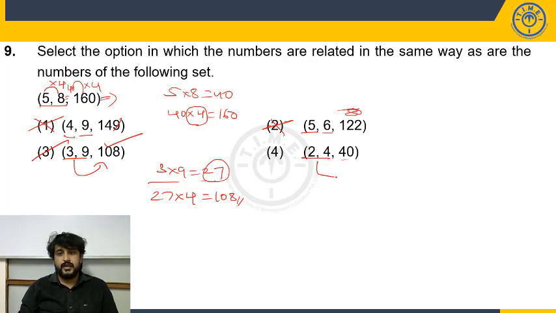Here 2 4s are 8. 2 into 4 is 8, and 8 4s are 32. But it is given 40. So choice 3 is our answer.